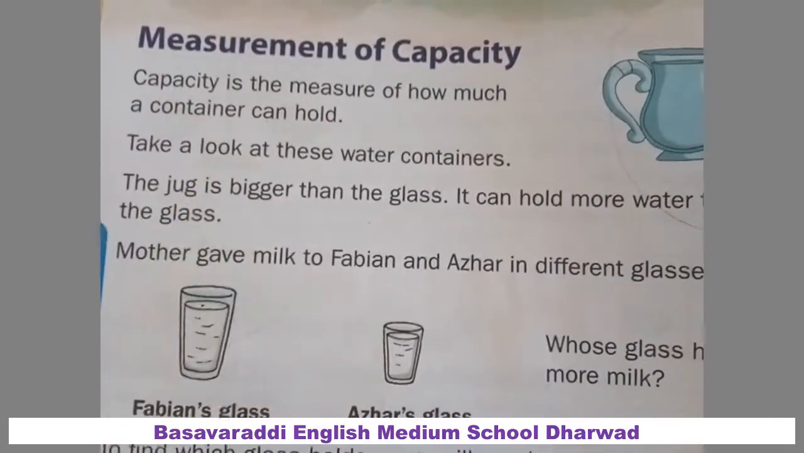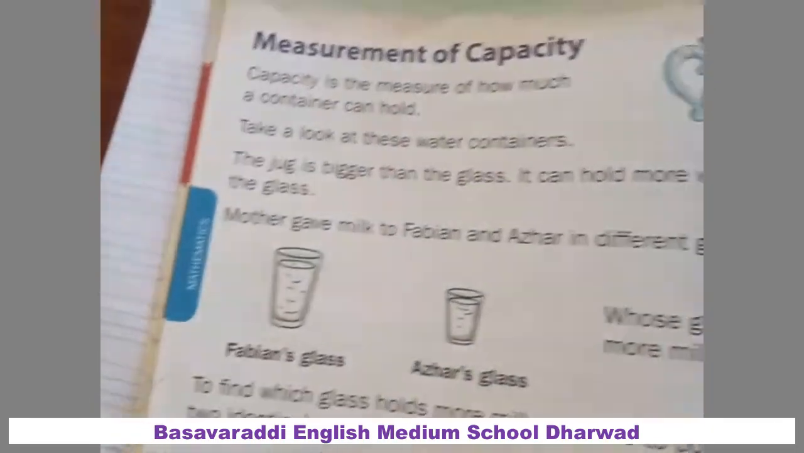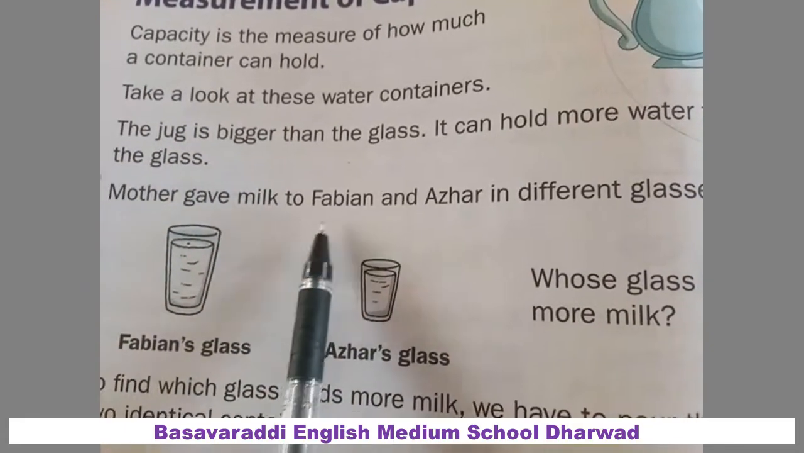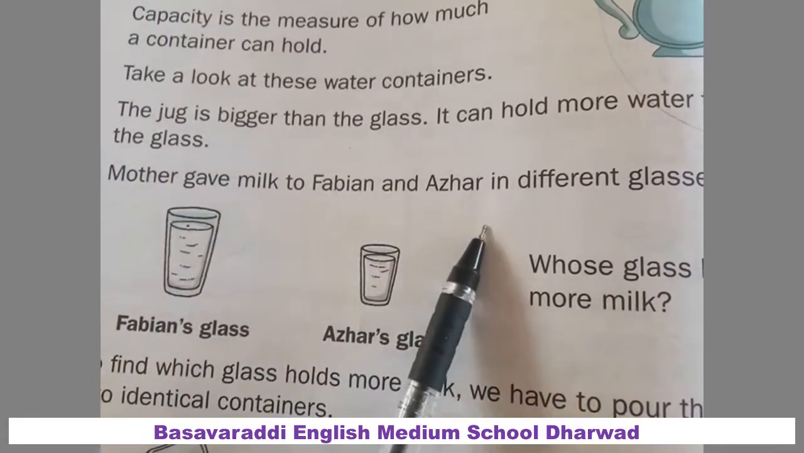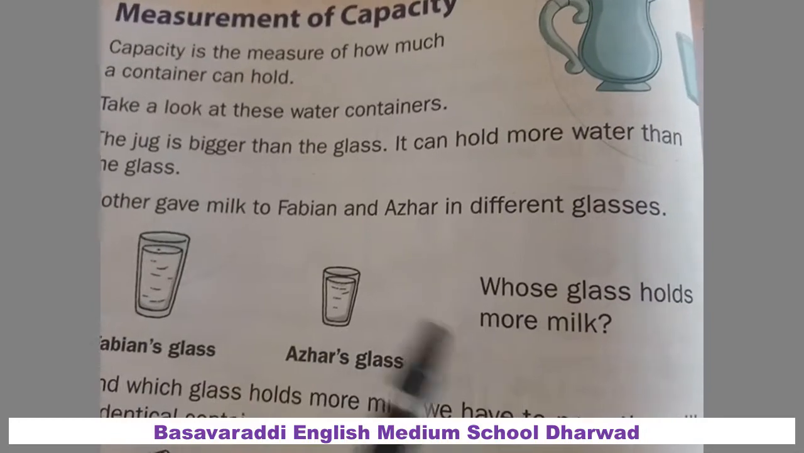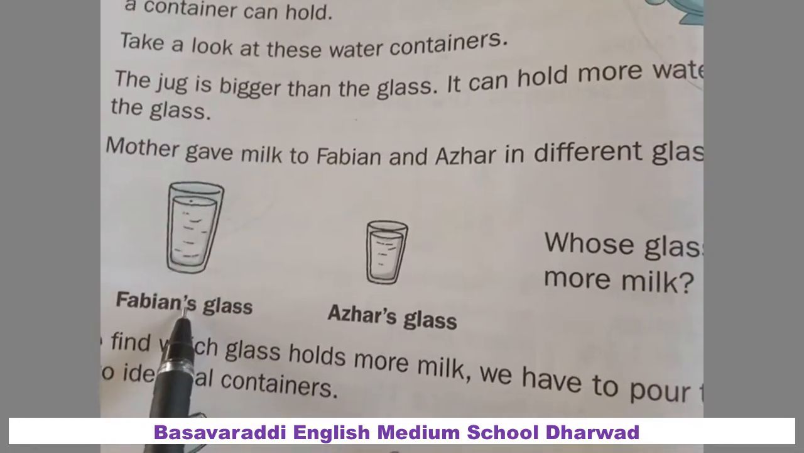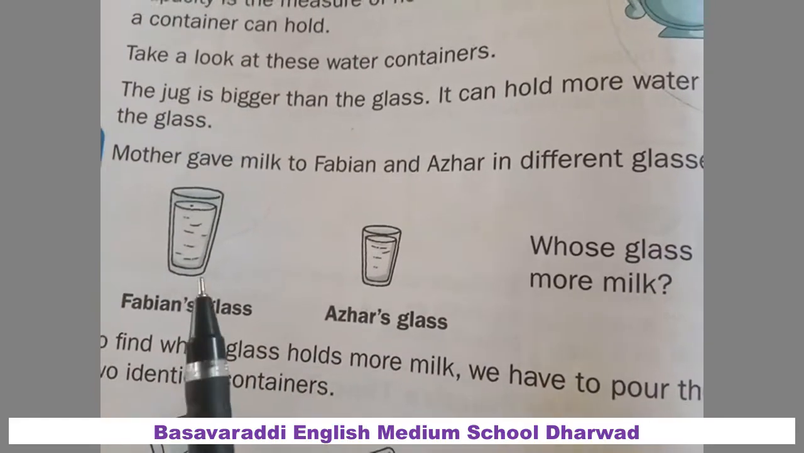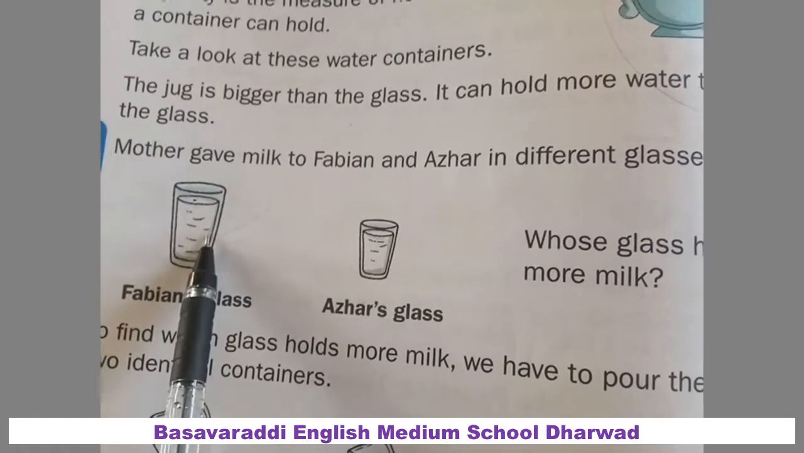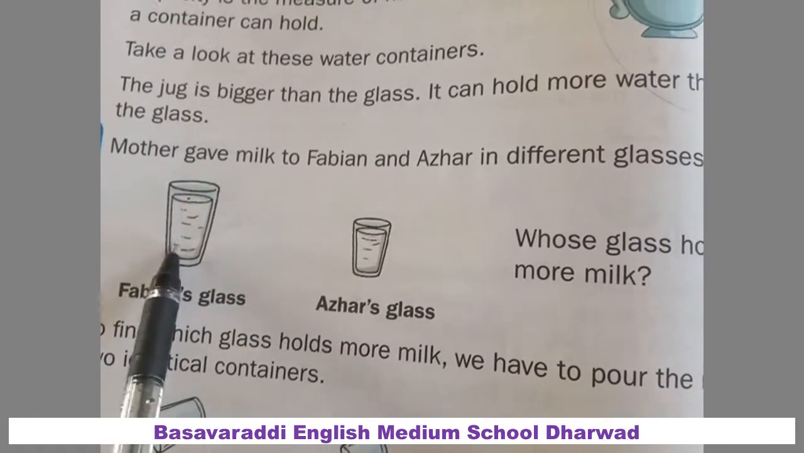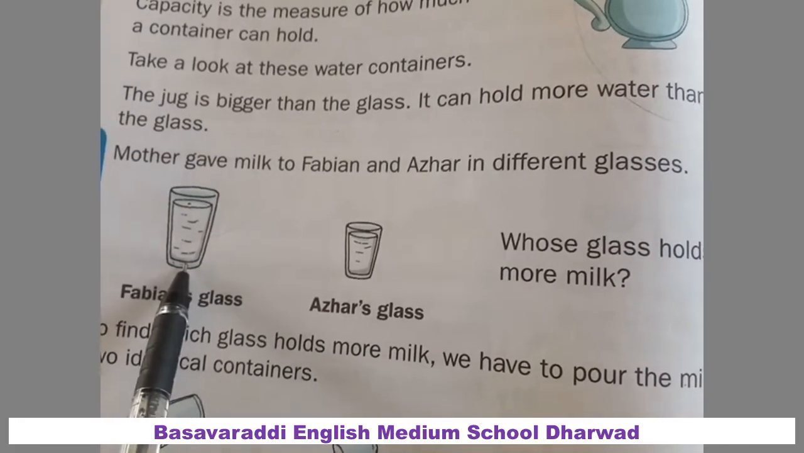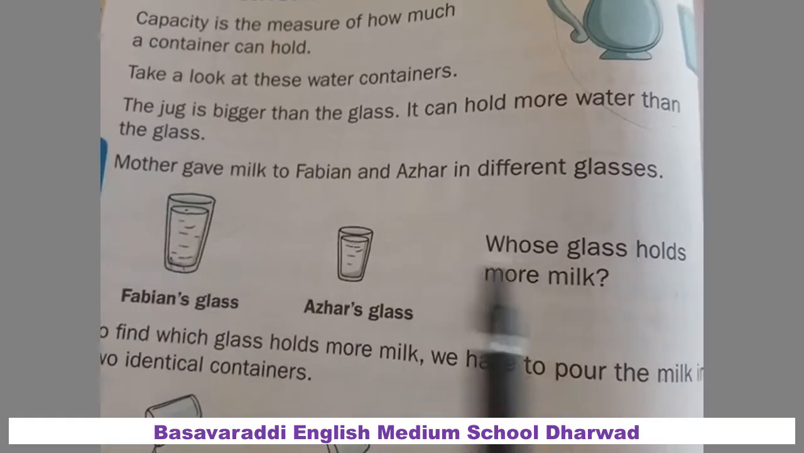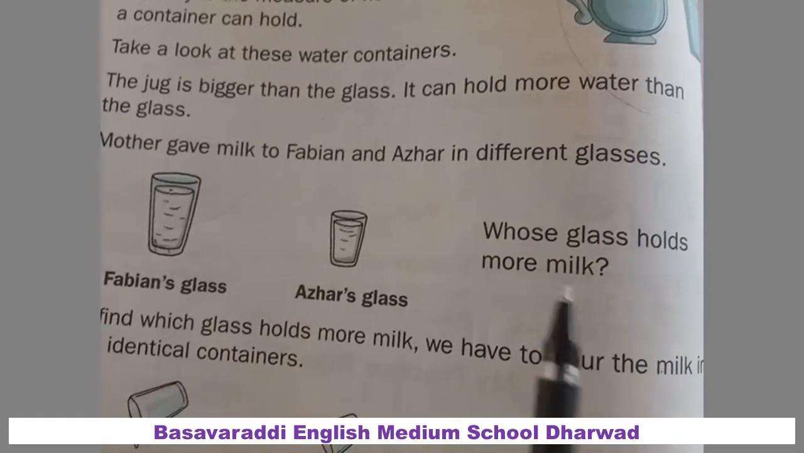Here, mother gave milk to Fabina. What is she doing? She is giving milk to Fabina and Azhar in different glasses, not the same glass. This is Fabina's glass and this is Azhar's glass. Guess which one holds more? This is the filling mode. So we say this one has more capacity. That glass holds more milk.